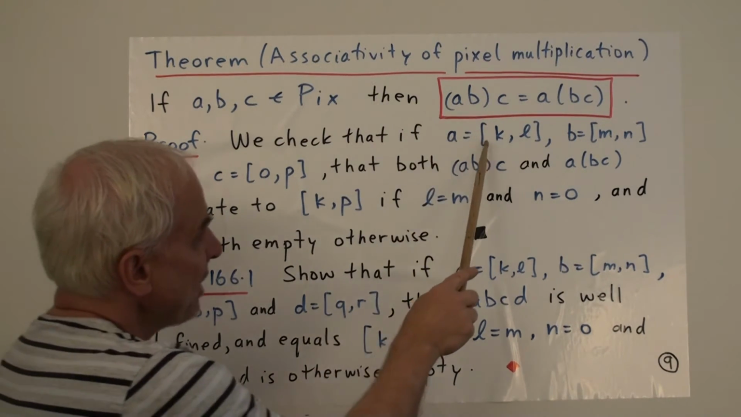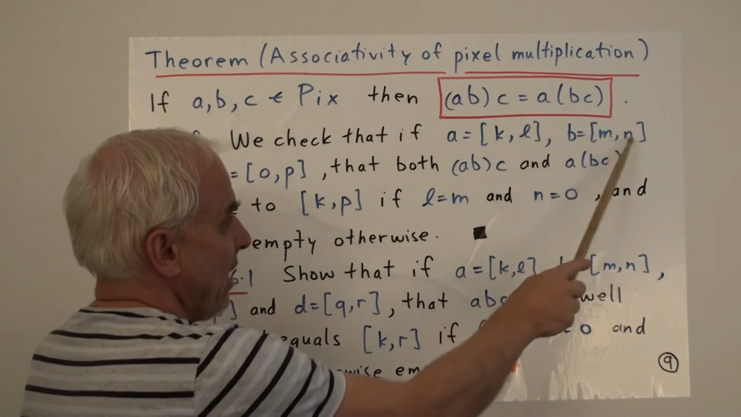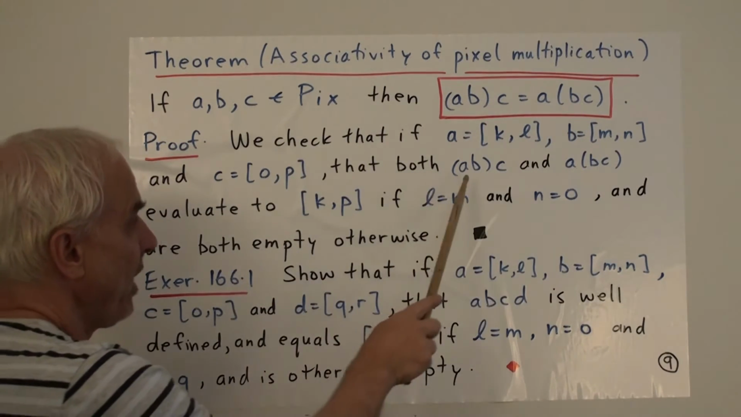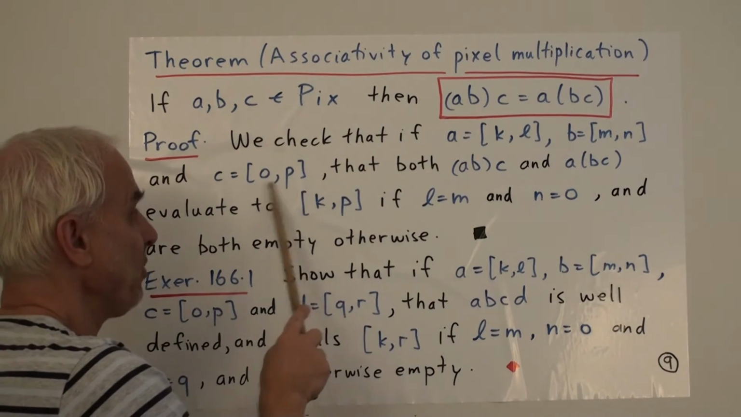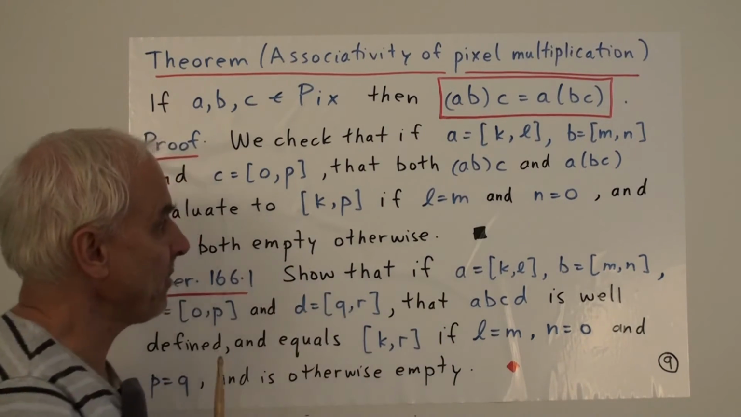If the inside ones here agree, then the product of AB is KN. And then if N and O agree, then AB times C will be KN times OP, which will be KP. So this first thing will evaluate to KP.